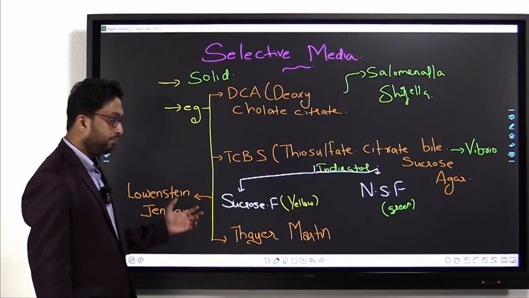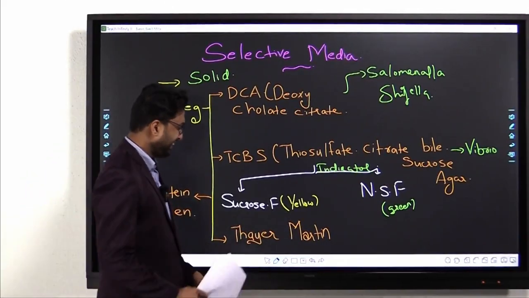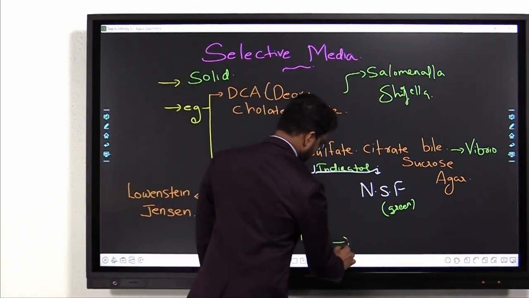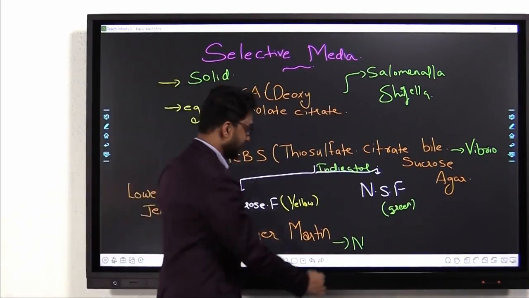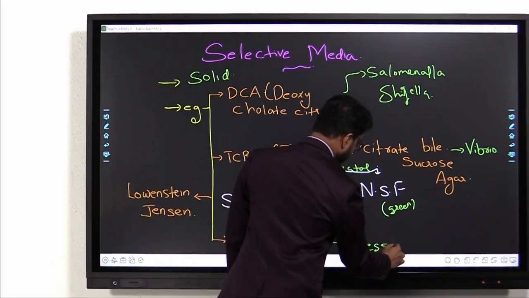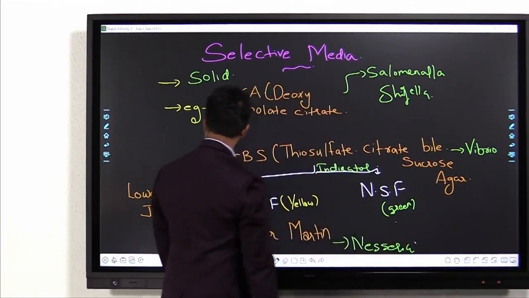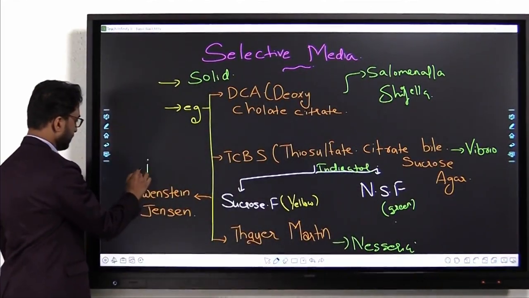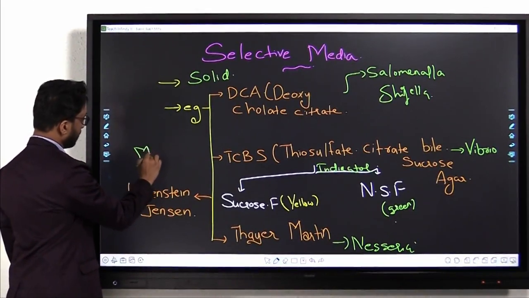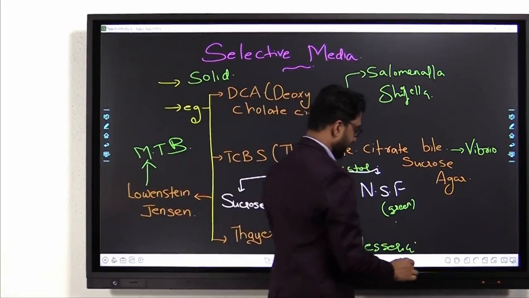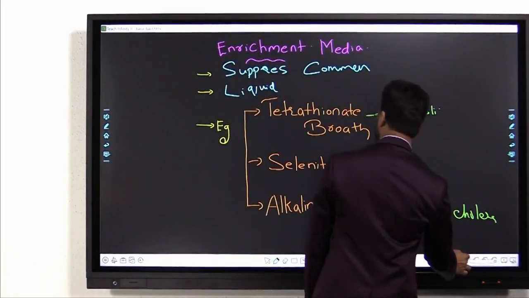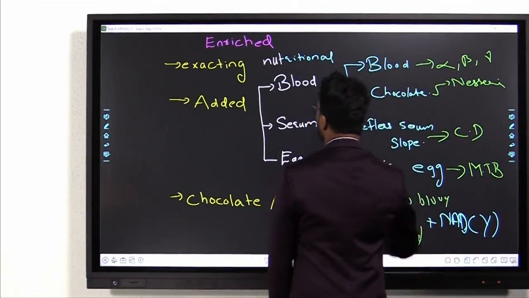Okay. Thayer-Martin media. Now, Thayer-Martin for what? Remember, yes, Neisseria. And Lowenstein-Jensen, you know it, it's Mycobacterium tuberculosis. So I'll just repeat once again. Now this is a very problematic area, isn't it? So we'll just have a quick repeat.